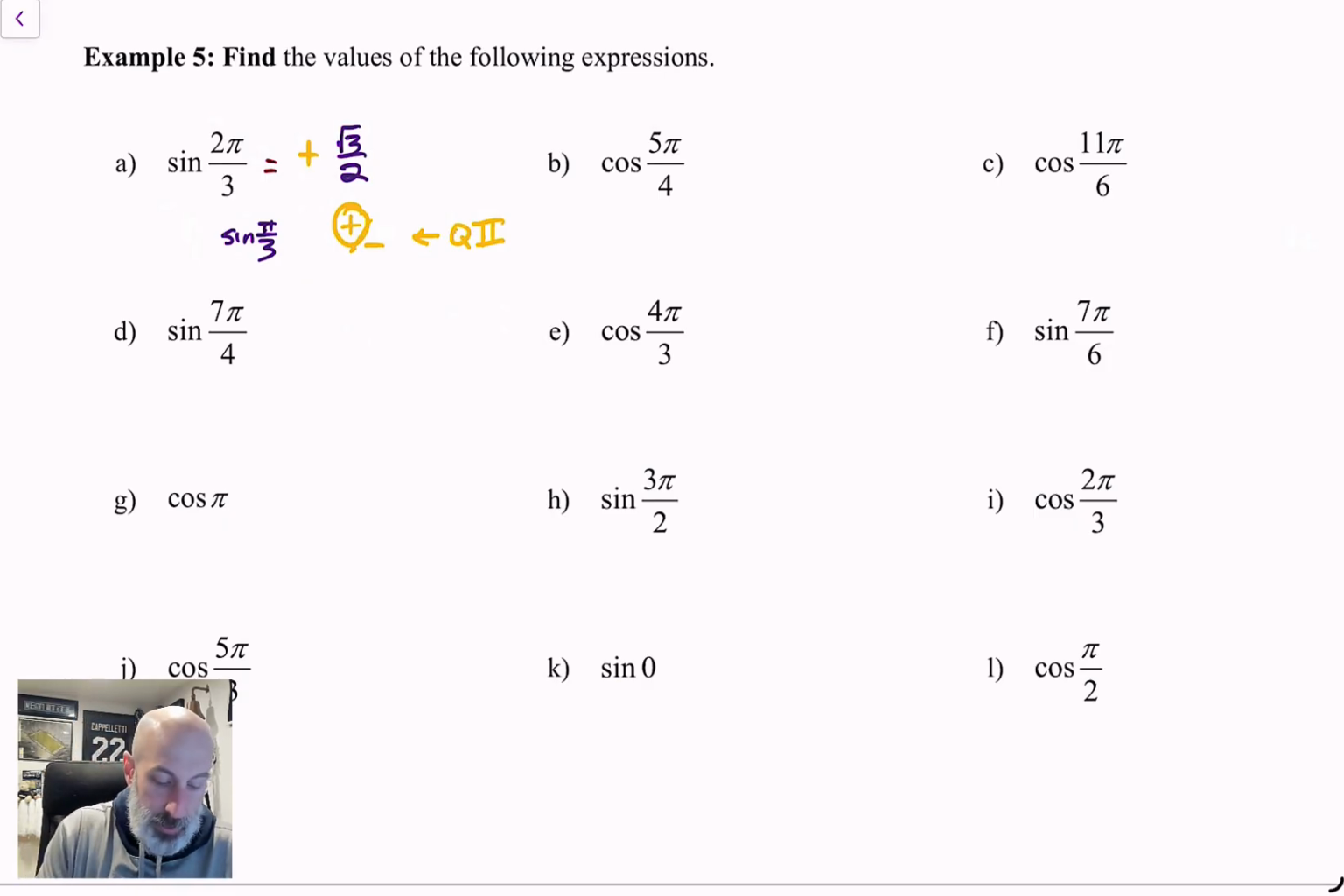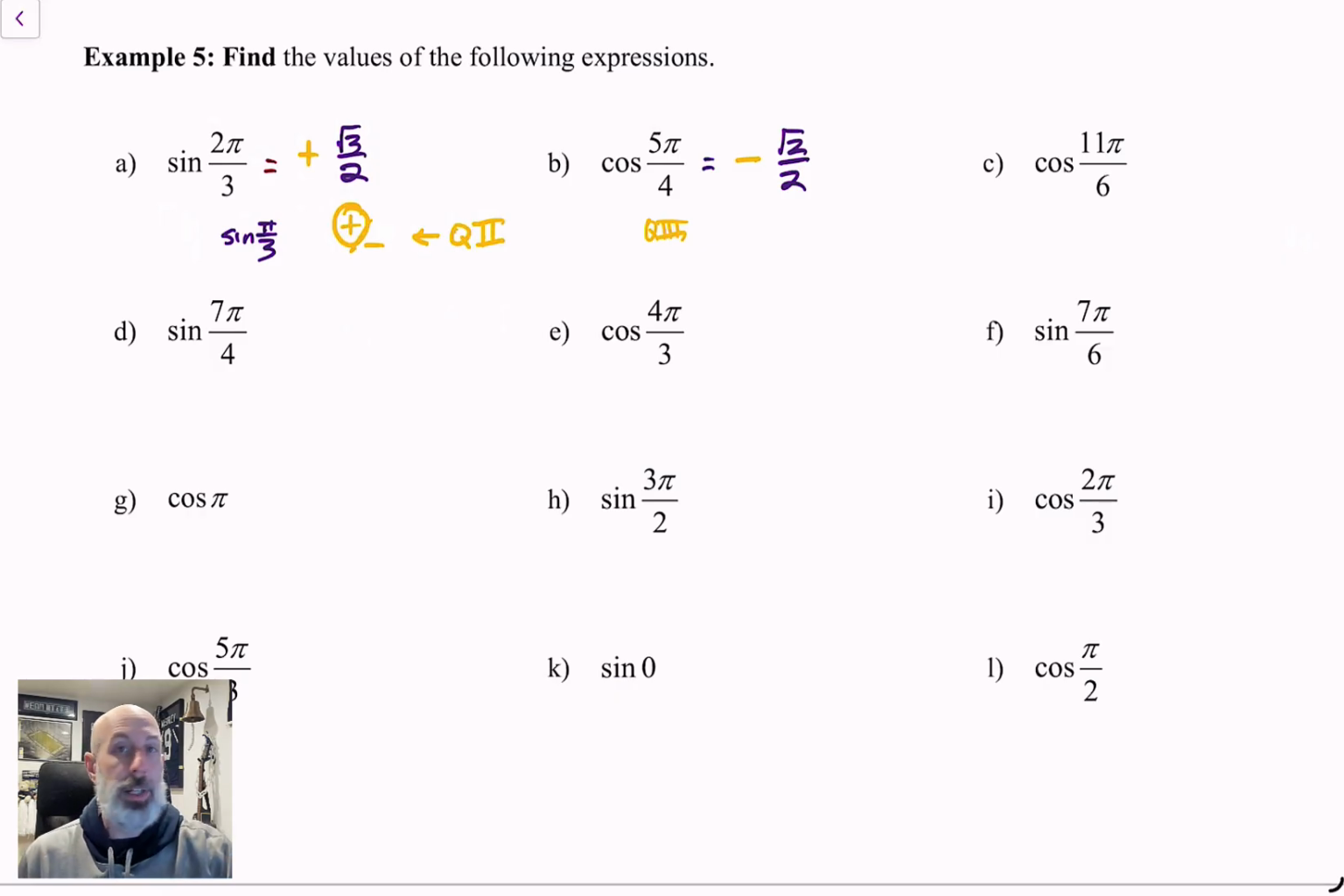If I look at the next question, cosine of 5 pi over 4, well, I know the value of a cosine with an over 4 is going to be a square root of 2 over 2. And then 5 pi over 4 is in Q3. And based on that one, we're going to have a negative value here.